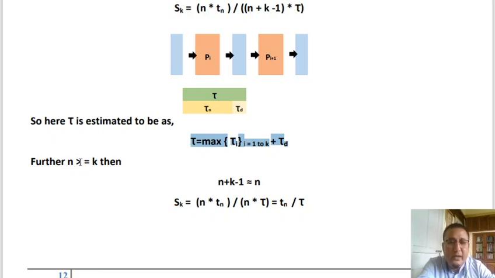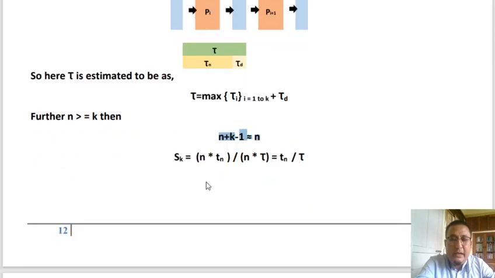So in a situation where n is considerably greater than k, where the number of instructions is considerably greater than the number of phases, then n plus k minus 1 can be approximated to n, okay? So in simplicity, it can be represented as n into tau n, that is n into the time required for executing a particular instruction.